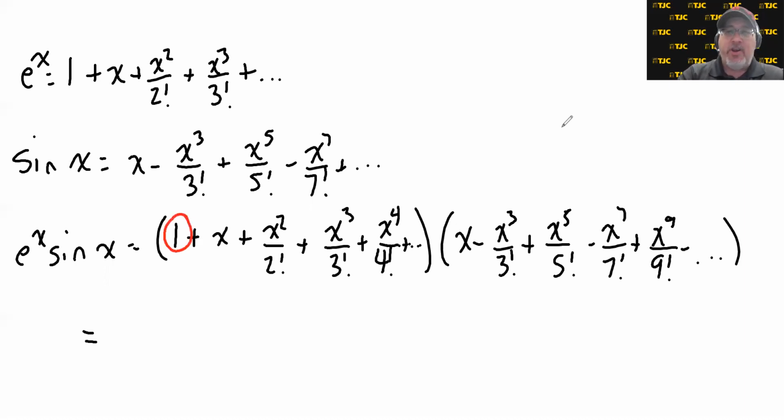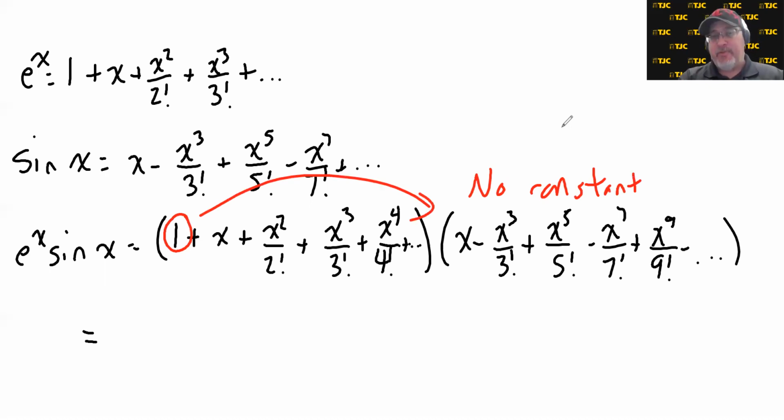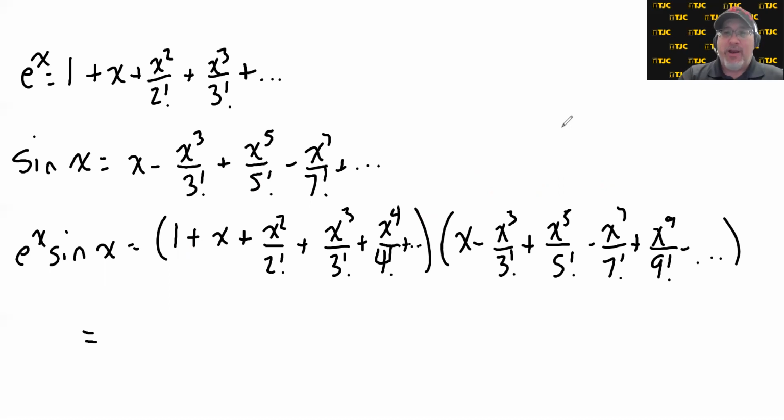Here's a constant over here, but there's no constant over here. So that 1, when I distribute it over there, is going to pick up some x's. Because there's no constant term in the second series, there's no way I'm going to get a constant term when I multiply these. So now let's move to x to the first power.